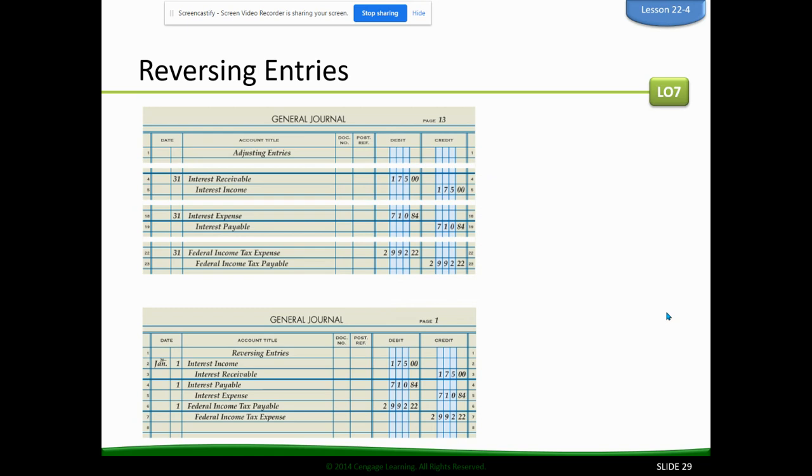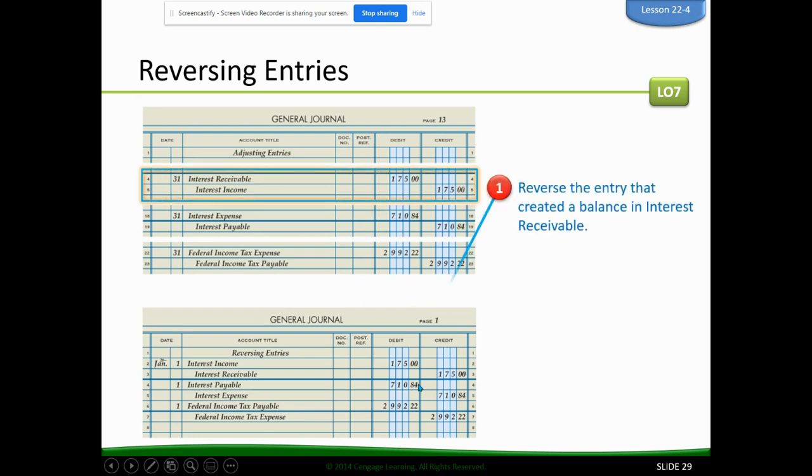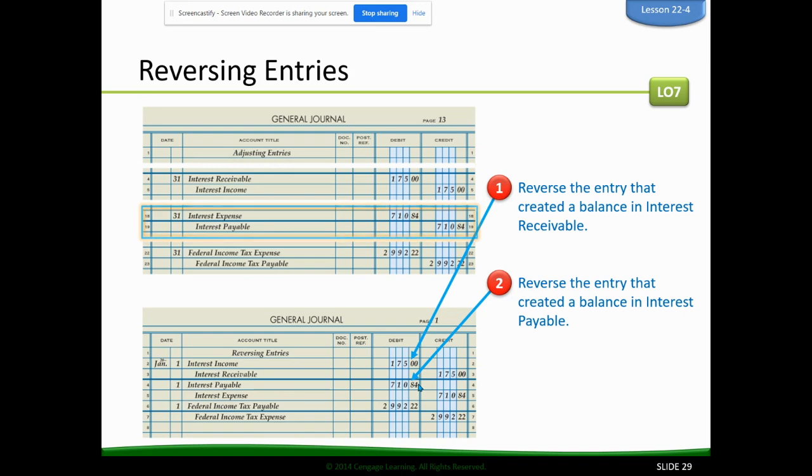At the end, reversing entries are optional, but if we do the adjusting entries, you have to do the reversing entries, and they're just the same entries as the adjusting entries. They're just flipped. So this is receivable and income. When you do the reversing, it's income and receivable. This is expense and payable, and then it's payable and expense. So if you do the adjusting entry, you have to do the reversing entry. All right. So remember, it's just the opposite.